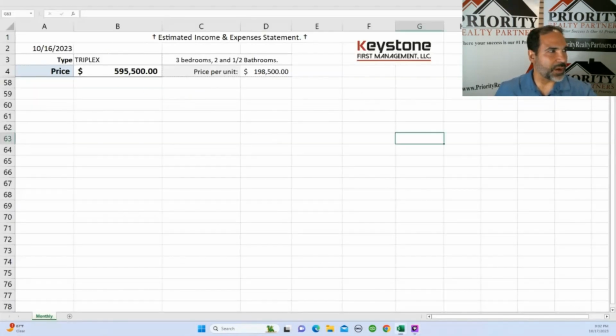Okay, this is the property. I'm going to analyze it now. It's a triplex. The asking price is $595,500. When you divide it by 3 apartments, it gives me $198,500 per unit. Some investors call it per door. I call it per unit.